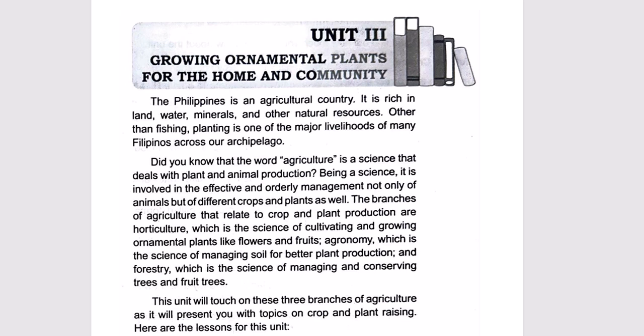All right, so horticulture is cultivating and growing ornamental plants. Ornamental, because there's the word "orna" in horticulture. So it means it's not only flowers. And then agronomy is managing soil. And forestry, remember, forestry is trees, and fruit trees. Okay? So there are three: horticulture, agronomy, and forestry. Remember that, it will come out in your test.